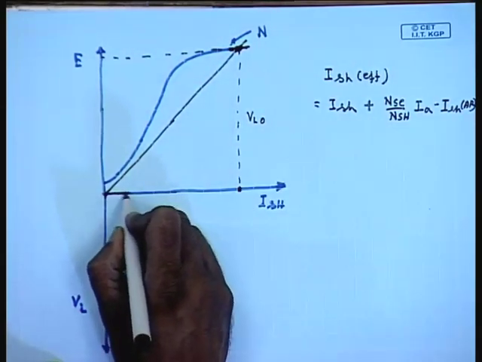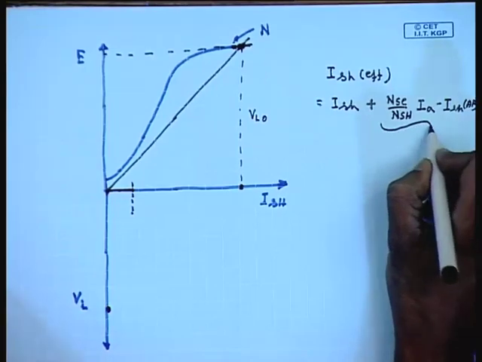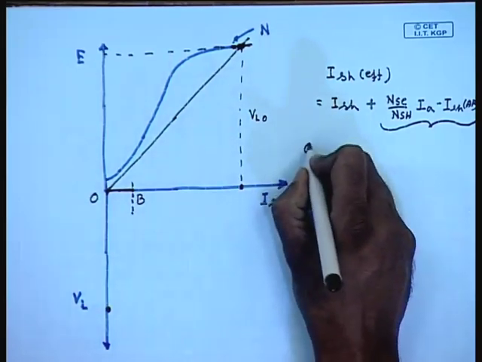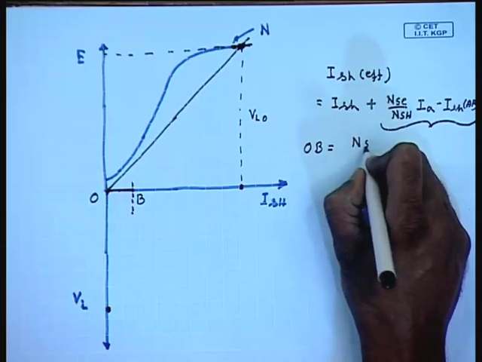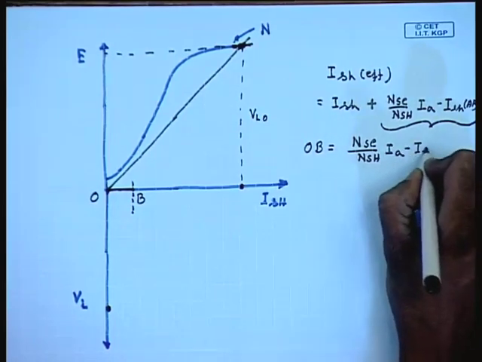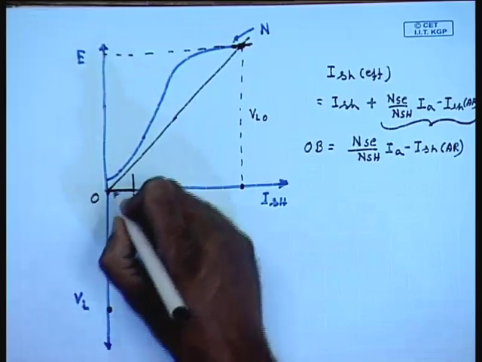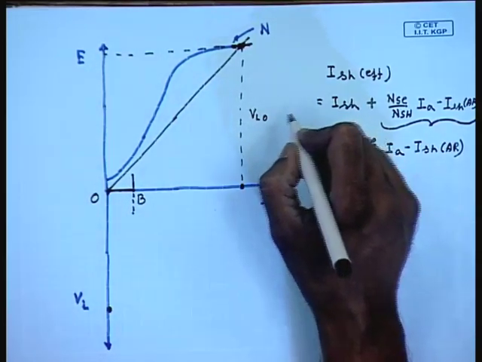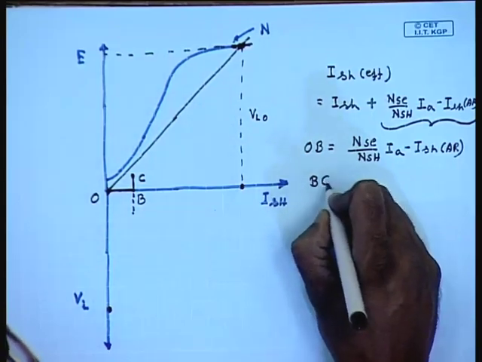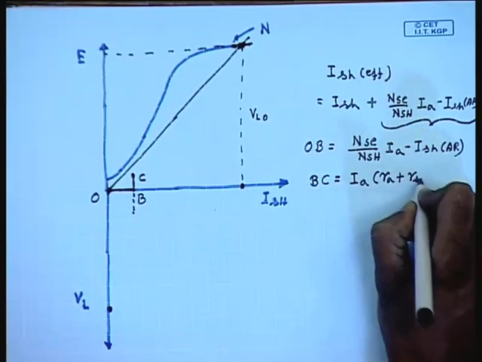term due to armature reaction. Let OB equal NAC by NSH times IA for a given IA minus ISH AR. And BC equal to IA into RA plus RAC.